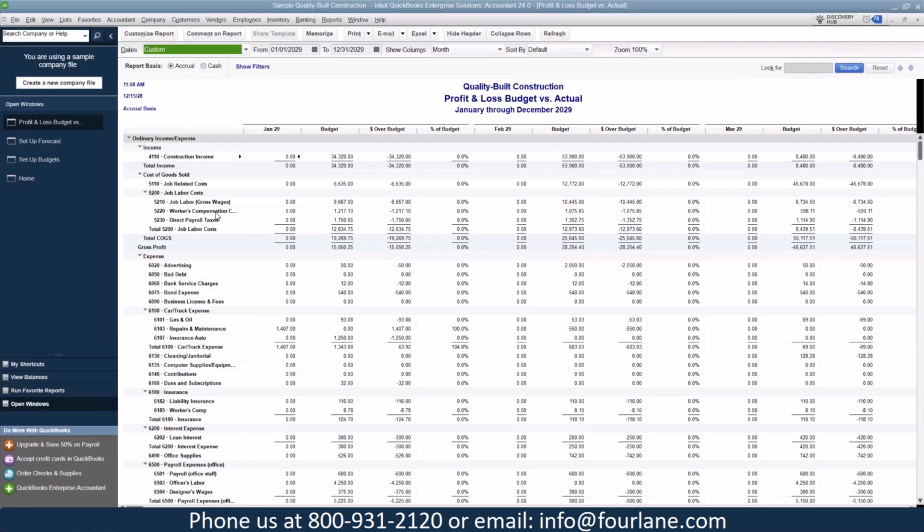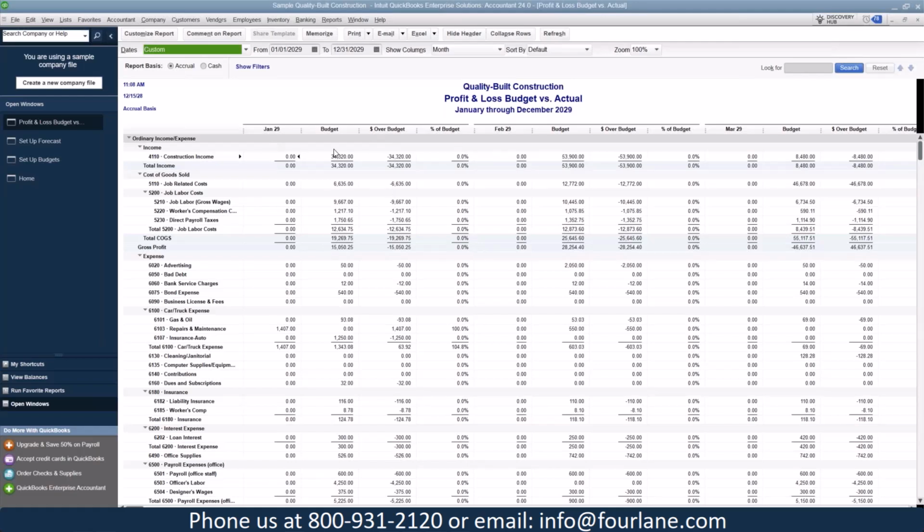So a lot of times when we're looking at creating our forecast, we're going to look at our actual data. How are we actually doing per month in these different buckets? So for example, in January, we budgeted in construction income that we're expecting to do $34,320. And as of the end of January, we're at 0. Okay, so we're under budget.